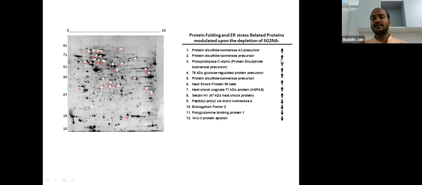Whenever we deplete SG2NA, there is a disturbance in ER functioning, and a subsequent induction of ER stress. So up to this point, we hypothesize that SG2NA might have some role in ER functioning. Before going further, we will also understand what ER stress is and what the consequences of ER stress are.